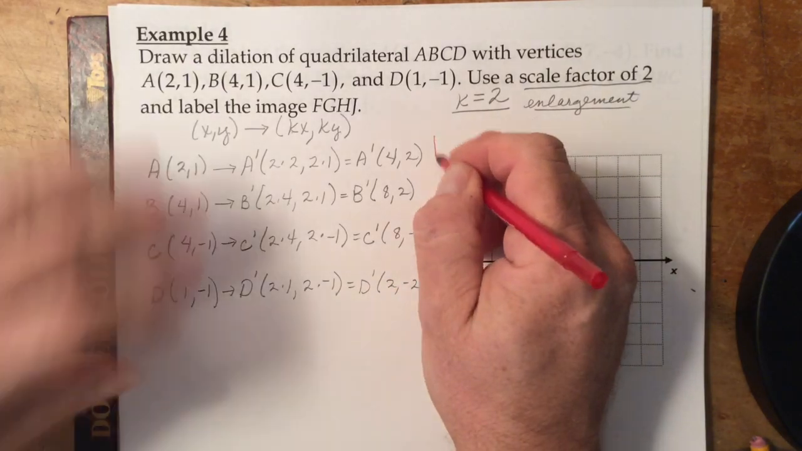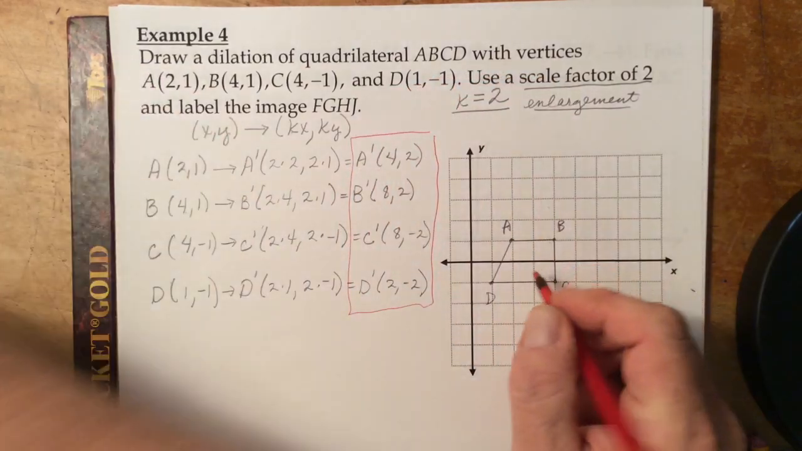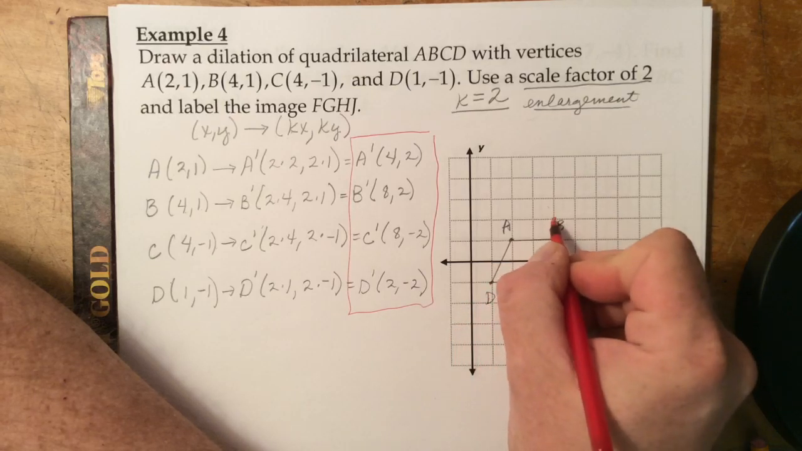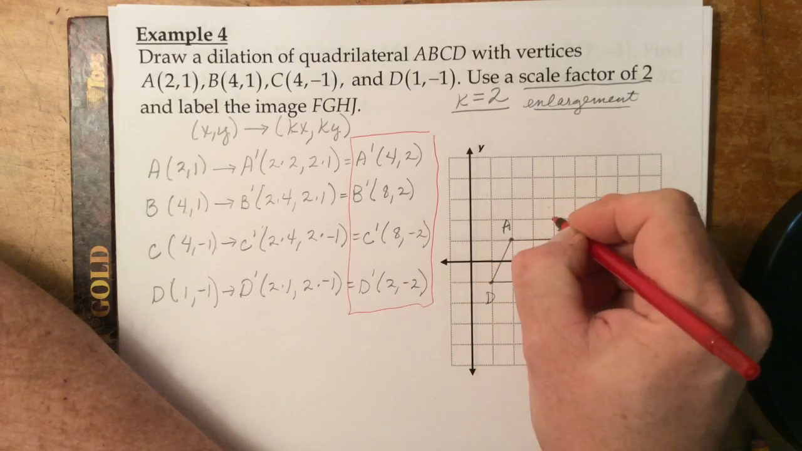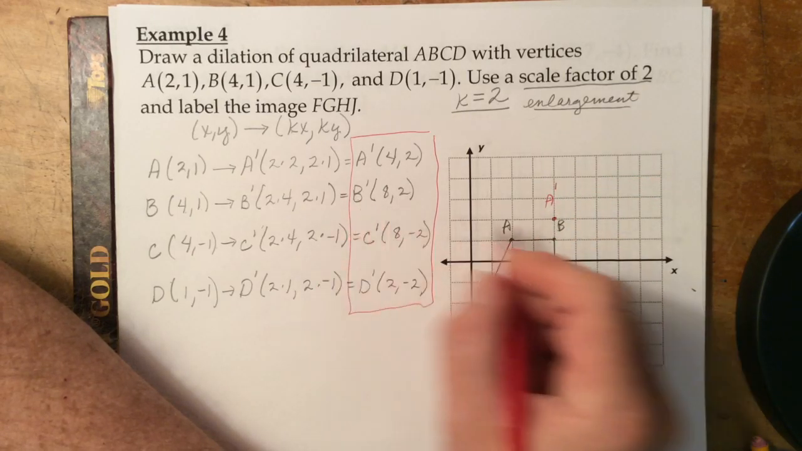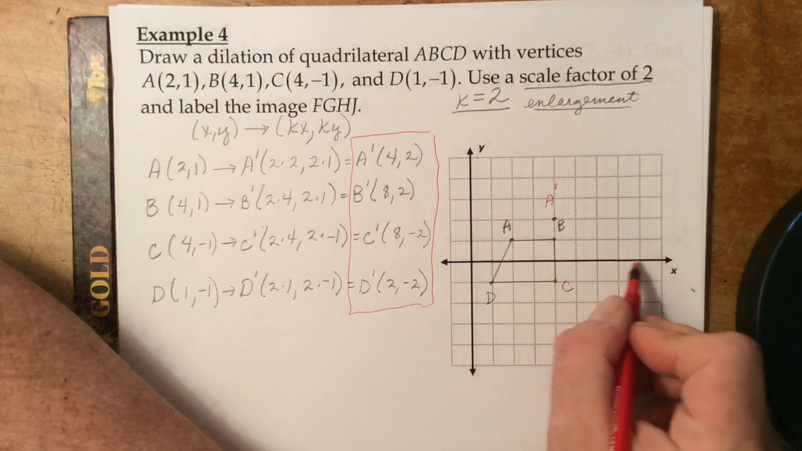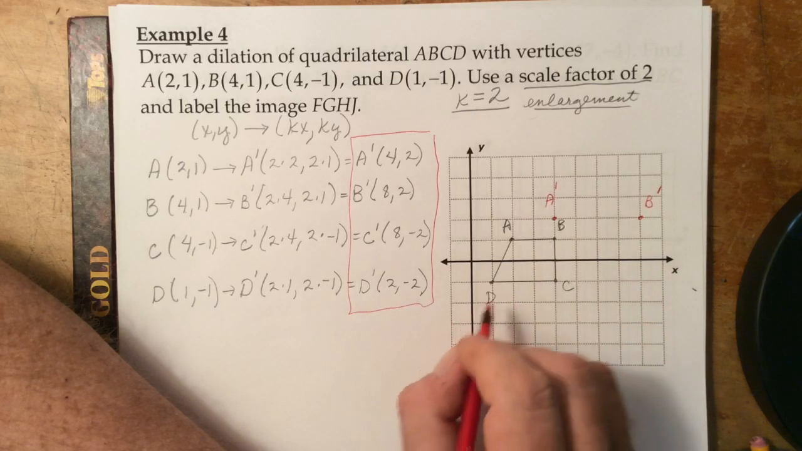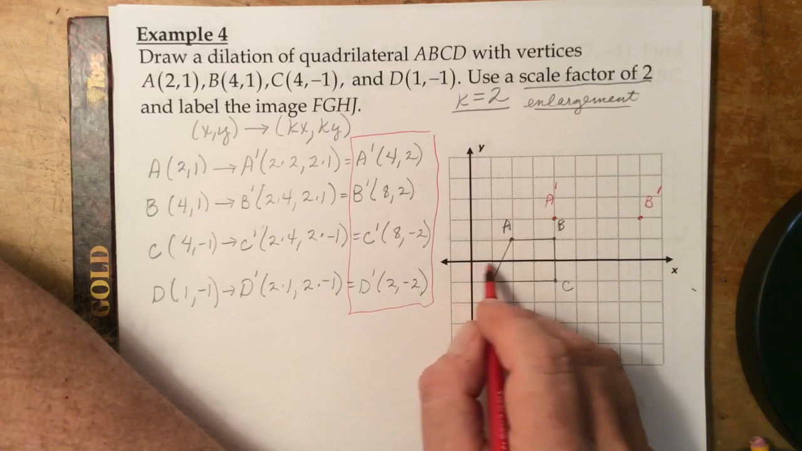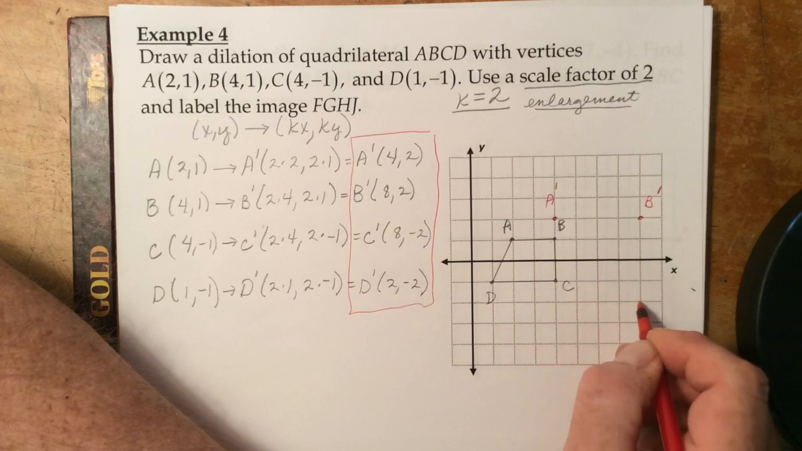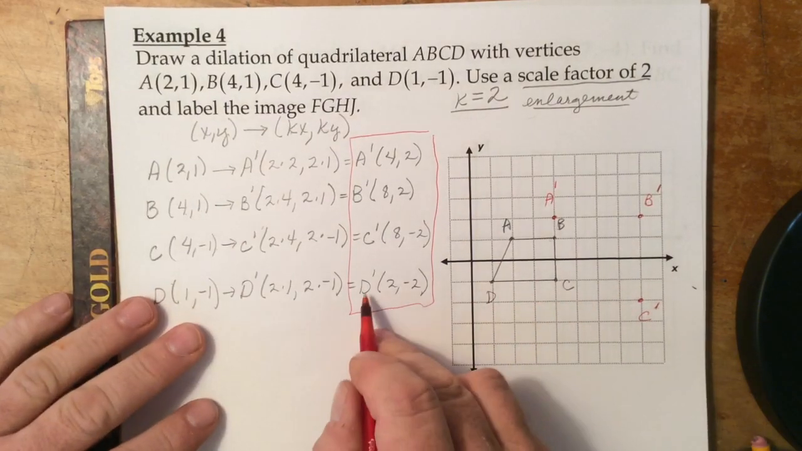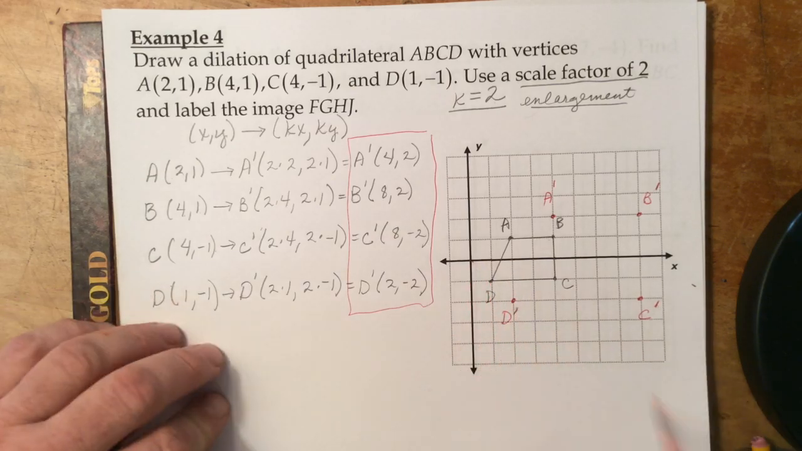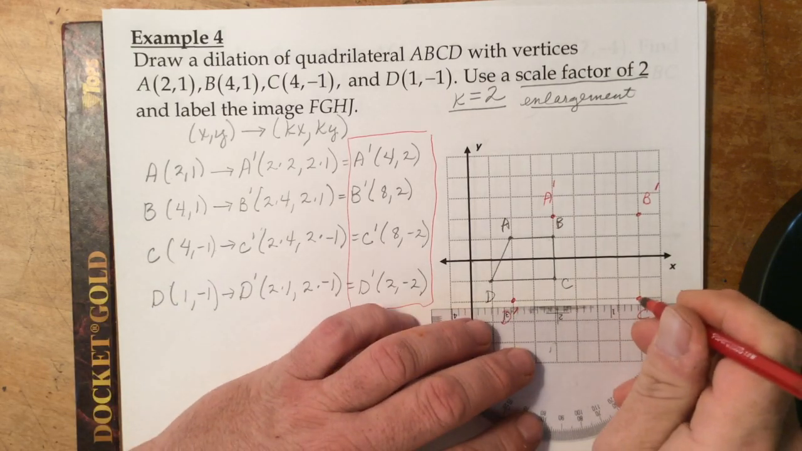Now we take these and graph them. Starting with A prime, we have (4, 2): 1, 2, 3, 4, up 2. So now A, instead of being here, is over here, A prime. B prime is at (8, 2): 1, 2, 3, 4, 5, 6, 7, 8, up 2. So here's B prime from its old location. And then C prime is at (8, -2): 1, 2, 3, 4, 5, 6, 7, 8, down 2. There's C prime. And D prime is at (2, -2): to the right 2, down 2. And there's D prime. Take a straight edge and connect all 4 vertices.